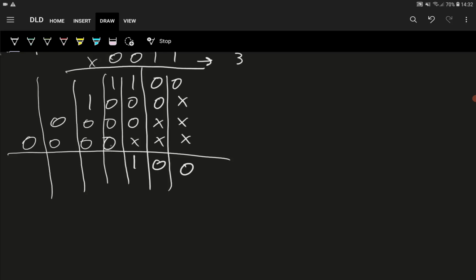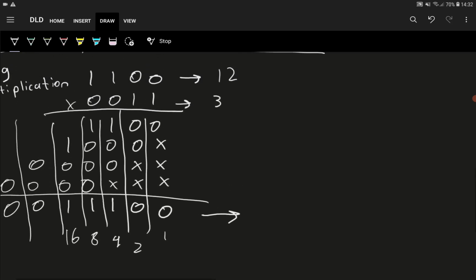0, 0, 1, 1, 1, 0, 0. I'm just adding all of these numbers. 0 plus 0 is 0. 1, 0, 0 is 1. 1, 0, 0 is 1. 1, 0, 0 is 1. And let's just decode this number. It should be 36. So this is 1, 2, 4, 8, 16.